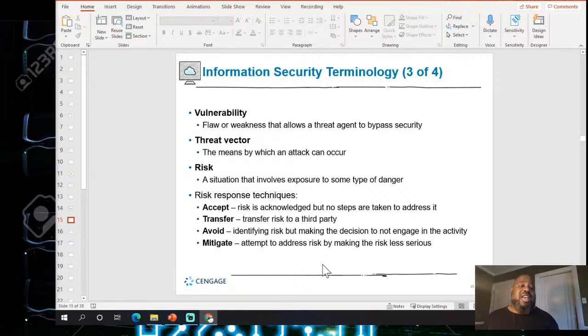Avoid the risk: identifying the risk, but making the decision not to engage in that activity. So instead of saying we're going to do Bitcoin, we figure out it's too risky, we don't have the programmers to actually lock it down and do a new coin, so we avoid getting into that business altogether, right? Mitigation: attempt to address the risk by making the risk less serious.